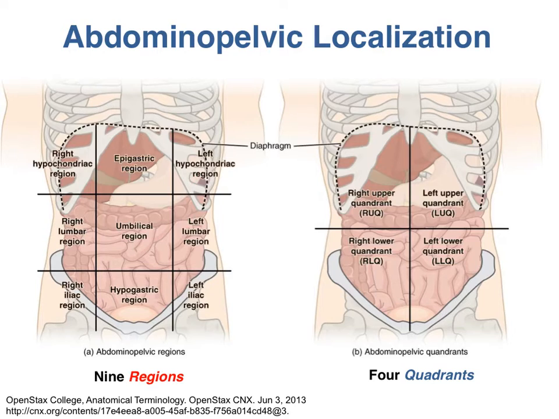Now the lumbar region is the lower back, so you have the right lumbar region off to one side of the abdomen, and you have the left lumbar region off to the other side. Below the umbilical region you have the hypogastric region. Gastric refers to the stomach, so it's the region below the stomach. And then you have the right iliac region. Iliac refers to one of the parts of the pelvic bone. So the right iliac region and the left iliac region.